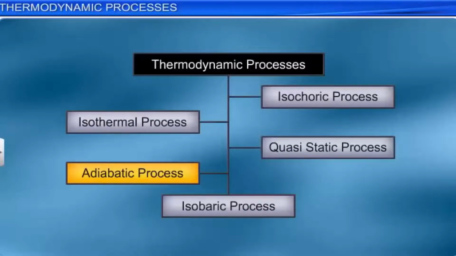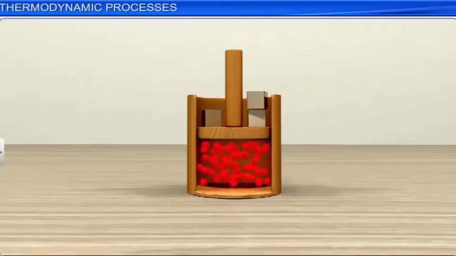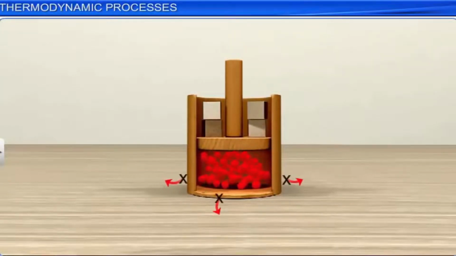Another important thermodynamic process is the adiabatic process. If a system undergoes a process in which heat is neither extracted from it nor supplied to it, then the process is called an adiabatic process. This means that for an adiabatic process, delta Q is equal to 0. And the first law of thermodynamics reduces to delta U is equal to minus delta W.